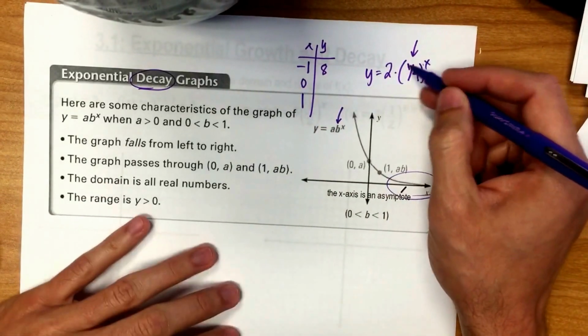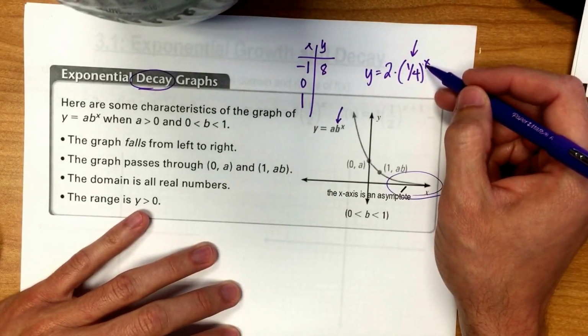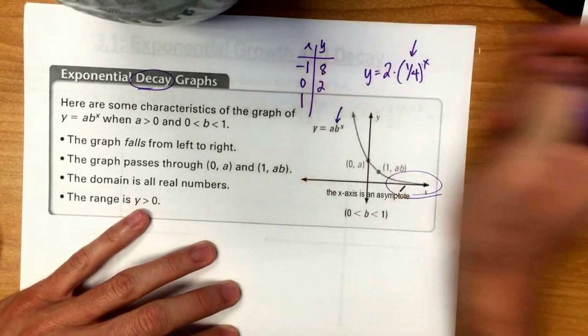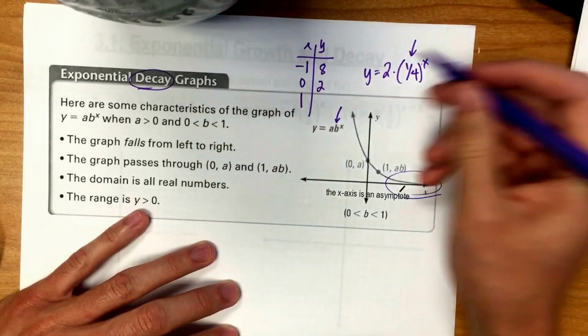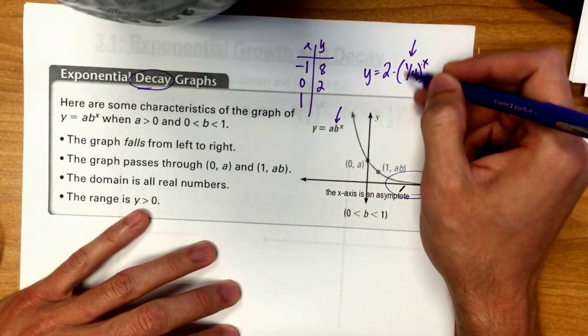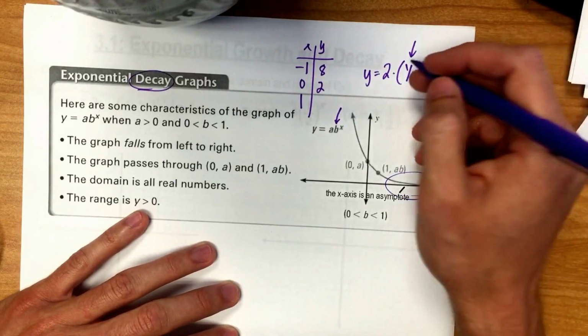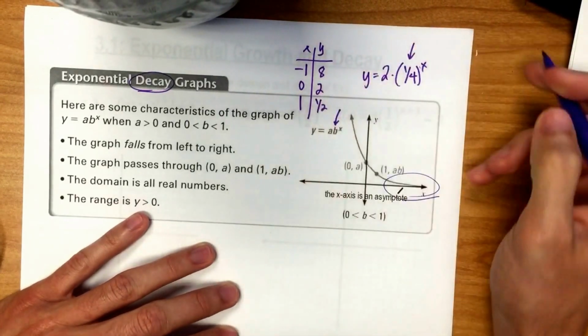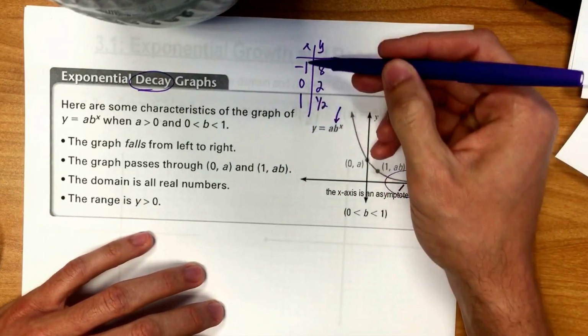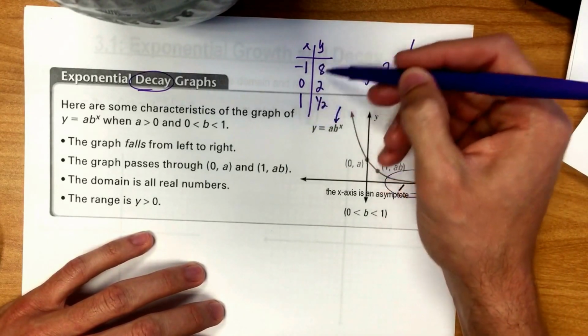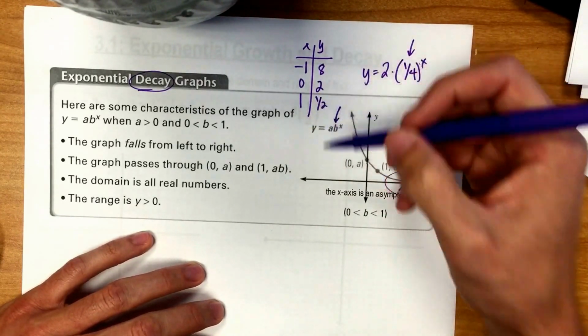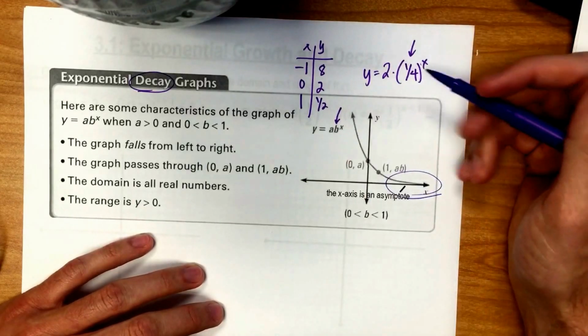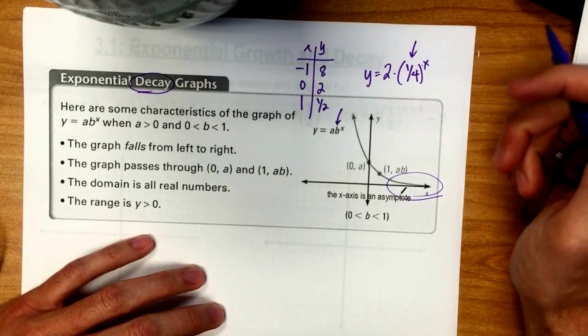Throw in a 0. Anything to the 0 power is 1. Multiply by 2, you get 2. Throw in a 1. 1/4 to the first is 1/4, times 2 gives you 1/2. So as you see, as the x values get bigger here, the y values start to decay, they start to fall. That's why this is called an exponential decay.